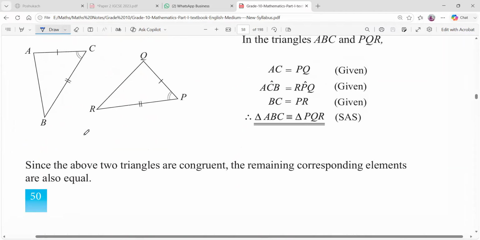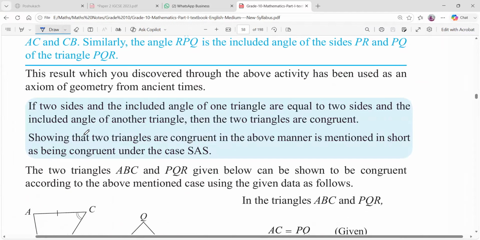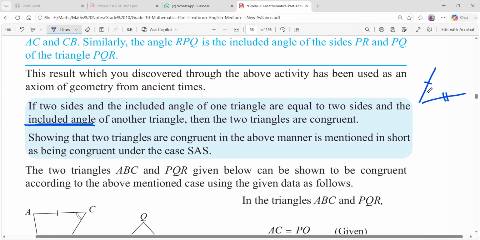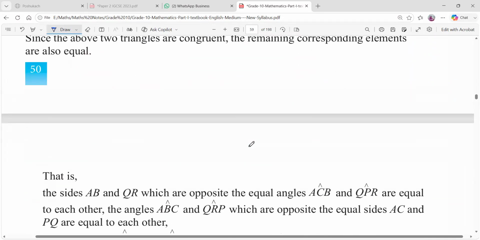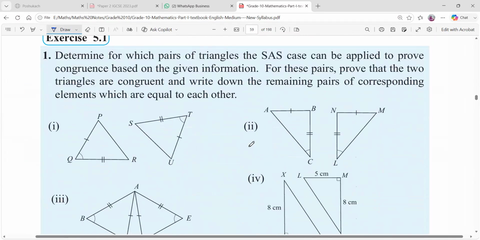Okay, it should be here. There are mentioned two sides and two angles. There should actually be a corresponding included angle. Included angle means, like here, if I consider these two sides, the angle should be placed here, between them. That is the corresponding included angle.